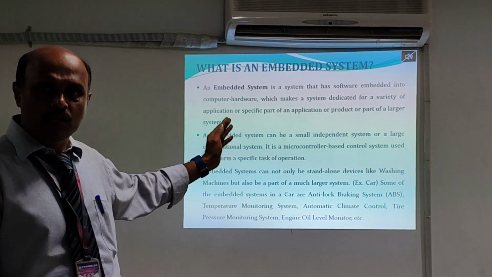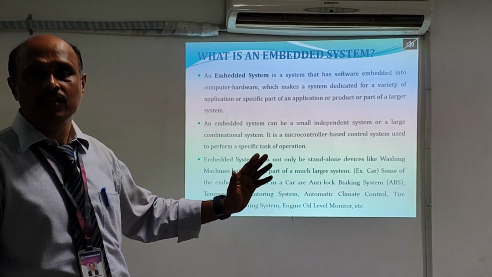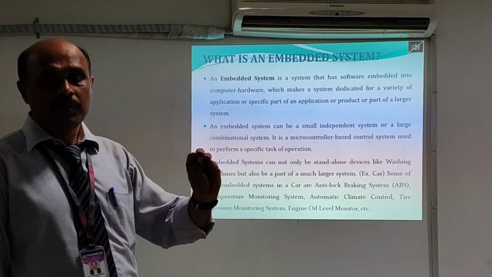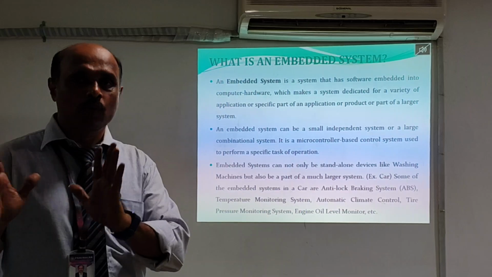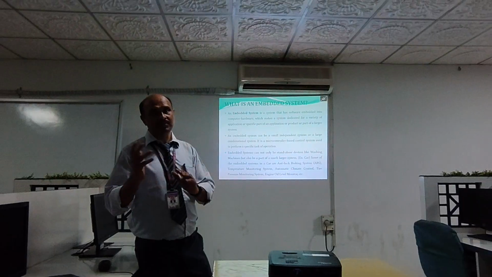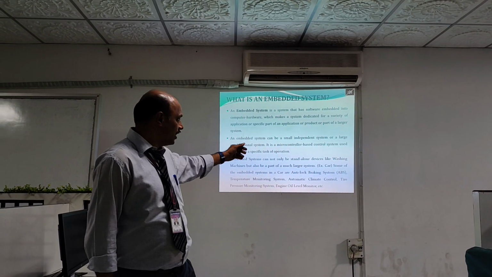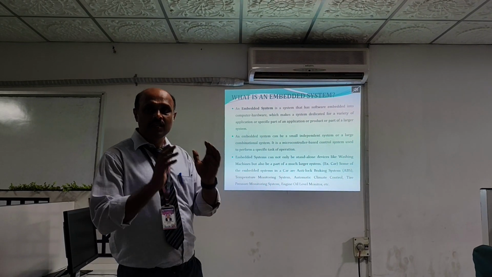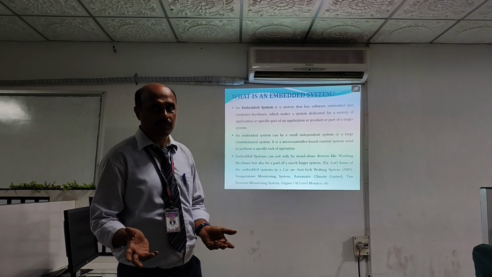The embedded system is small, maybe independent, or maybe it is used in a large combination. For example, in a simple washing machine you are using one program. In a car also you have multiple accessories. For example, your ABS system, the anti-lock braking system, and you have a temperature monitoring system. So for each and every system we have separate embedded programs incorporated.